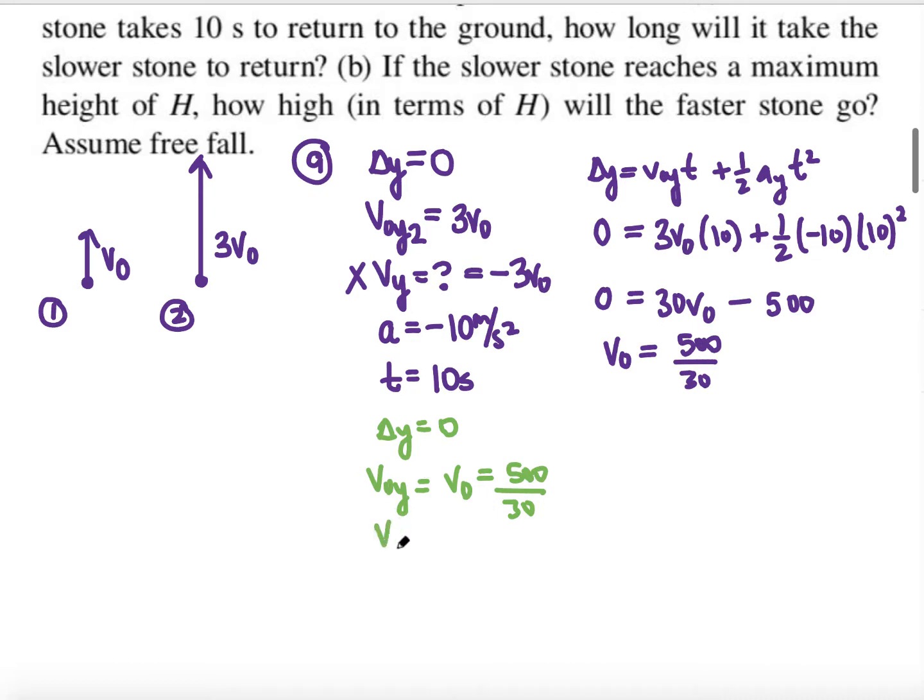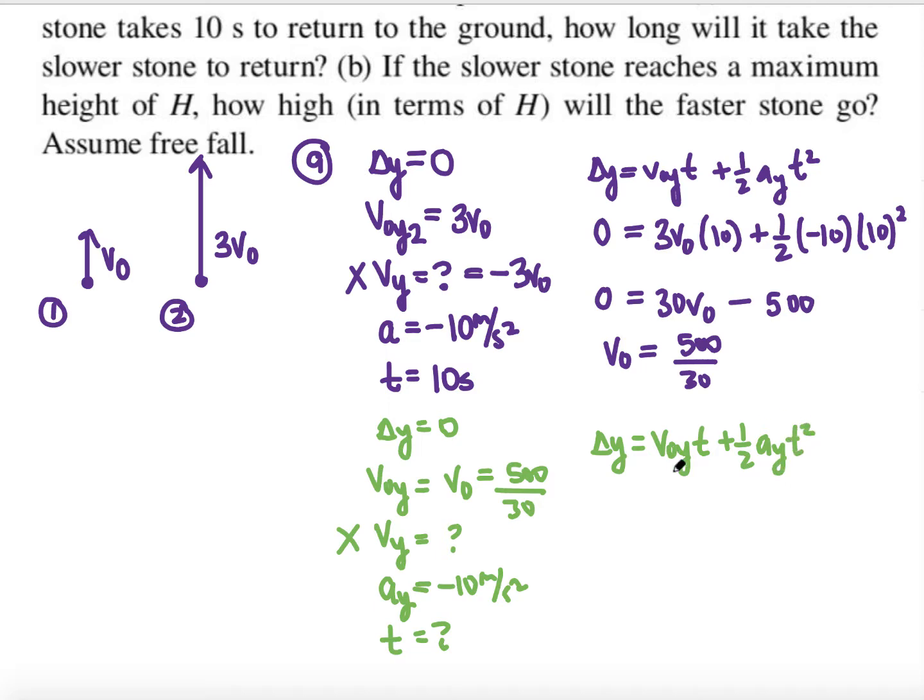Our vy we're not going to worry about. Our acceleration is still negative 10. I'm sorry, this should say ay. And we want to know our time. So we're not going to use vy here. So let's see if we can use the exact same equation. Delta y equals v naught y times t plus 1/2 acceleration multiplied by time squared. And what we know is delta y is 0. V naught y is 500 over 30 multiplied by t plus 1/2 times our negative 10 acceleration times t squared.